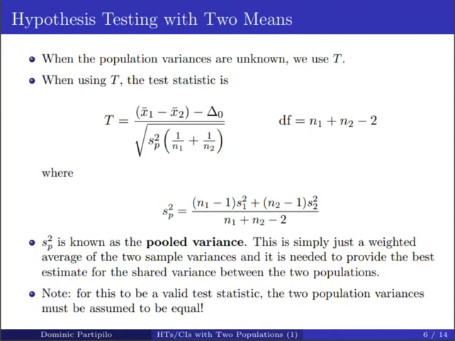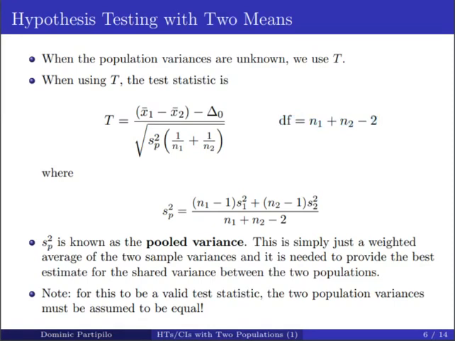So when we're using t, our test statistic is actually going to look pretty similar to what it looked like when we were using z. But there are some small differences here. The first difference is that, remember, when we're working with t, we have to worry about the degrees of freedom. We have to be careful with that.